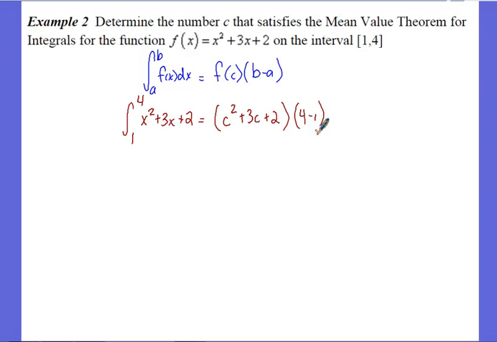Okay, so when you have a formula and you're trying to figure it out, you just work everything out, do the algebra, and then in the end try to solve, right? So on the left side, can I do that? We know how to do that, right? It's just a definite integral. So integrate for me. 1/3 x cubed plus 3 halves x squared plus 2x from 4 to 1.